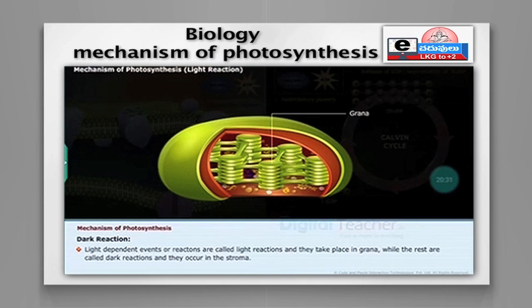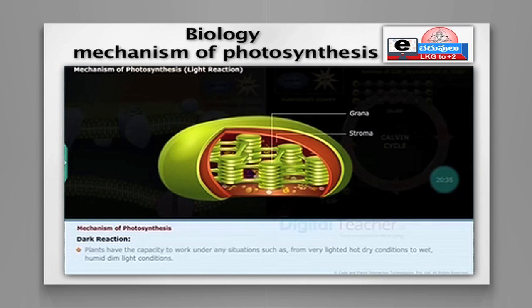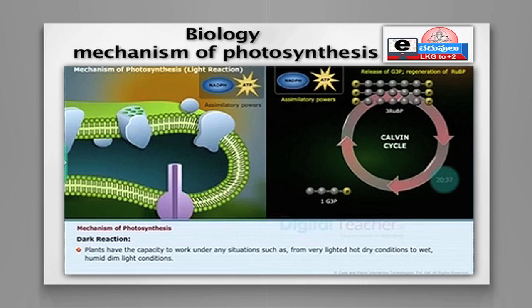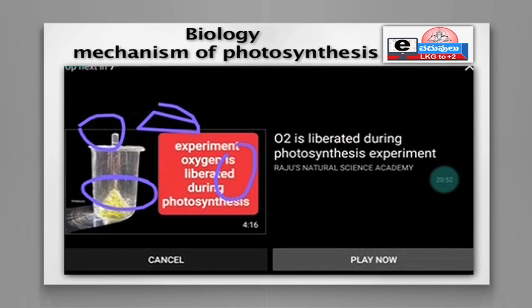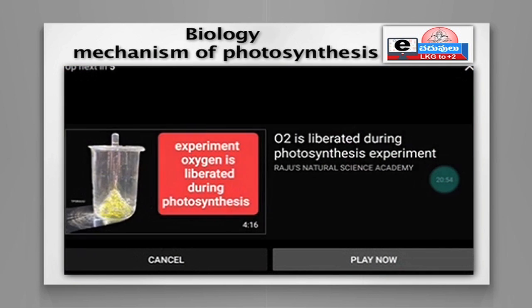The light reaction takes place in the grana, and the dark reaction takes place in the stroma. This is the grana part and this is the stroma. All of these are photosynthetic pigments: chlorophyll A and chlorophyll B, carotenoids and phycobilins. Is it clear?